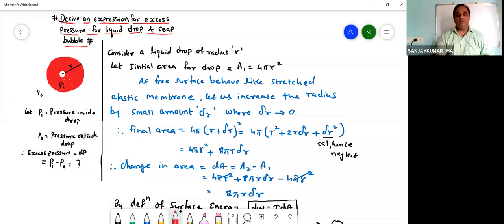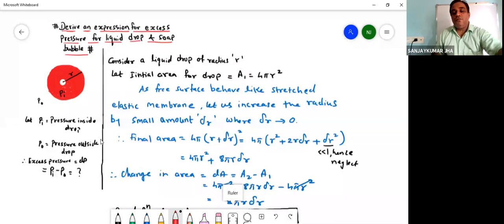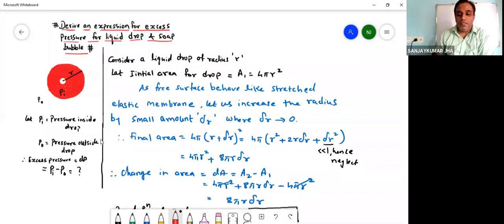So without wasting any time, let us deal with the derivation for excess pressure. As you see here, students, it is one of the very important questions from the board examination point of view. So consider a liquid drop of radius r. Let Pi be the pressure inside the drop and Po the pressure outside the drop. So the excess pressure will be dP, that is Pi minus Po, which has to be found out.